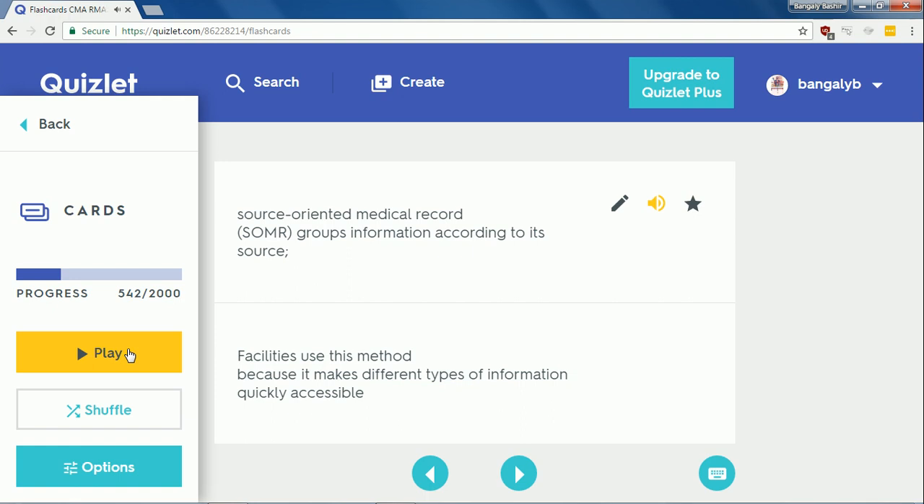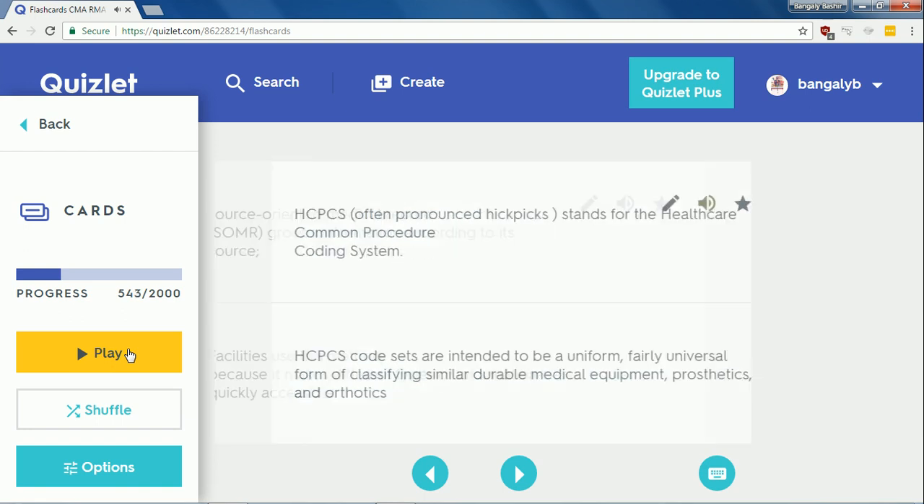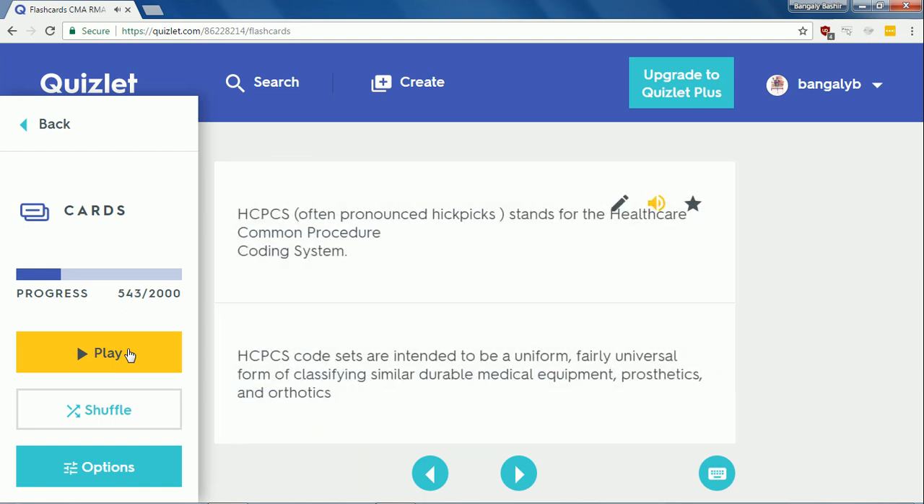Source-oriented medical record groups information according to its source. Facilities use this method because it makes different types of information quickly accessible. HCPCS stands for the Healthcare Common Procedure Coding System. HCPCS code sets are intended to be a uniform, fairly universal form of classifying similar durable medical equipment, prosthetics, and orthotics.